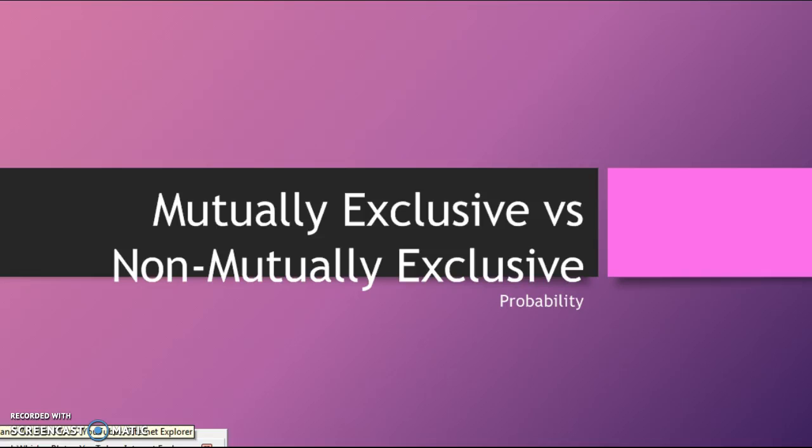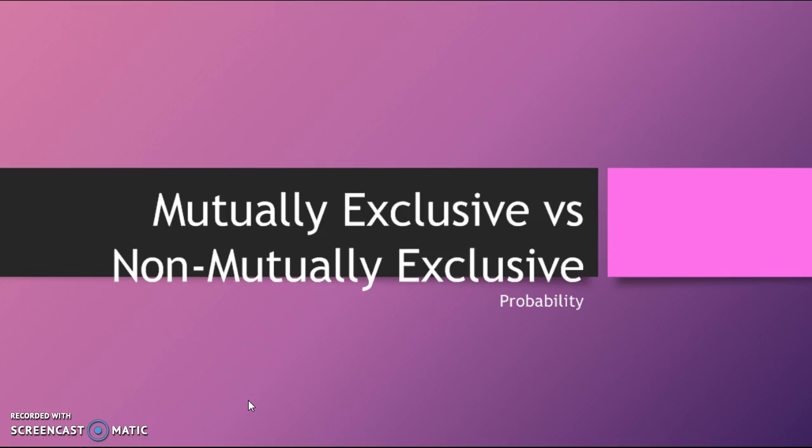Now that we've talked about independent and dependent events, we're going to move into mutually exclusive and non-mutually exclusive. Independent and dependent events are the formulas we use whenever we have two events happening, like rolling a die twice or picking two different cards. Mutually exclusive and non-mutually exclusive comes from one event.